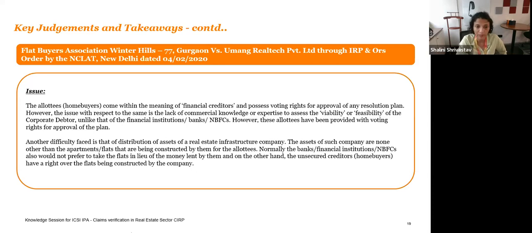Another difficulty faced is the distribution of assets of a real estate infrastructure company. How should that be done as per the resolution envisaged under the code? That is a question mark in real estate.